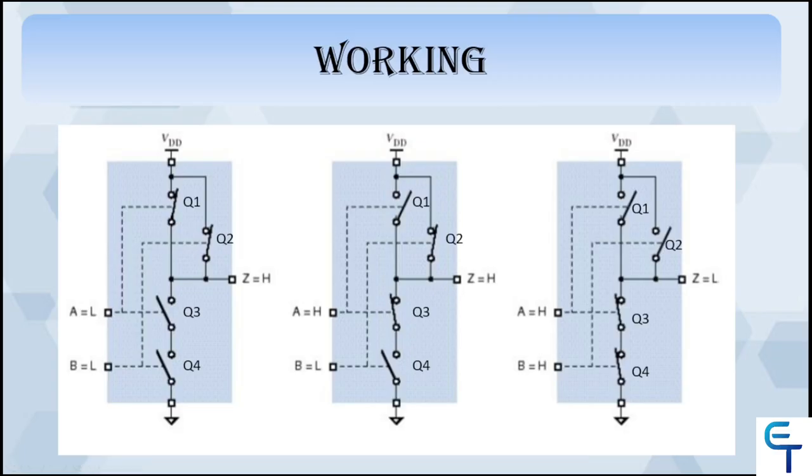Coming to the last case wherein both the inputs are high. So in this case, both PMOS transistors Q1 and Q2 are off and both NMOS transistors Q3 and Q4 are on. In this case, there is no path between the output terminal and the supply VDD. But there is a direct path between the output terminal and the ground terminal. As you can see here, this results in the ground voltage level at the output terminal and produces the low output. So your output here will be low.